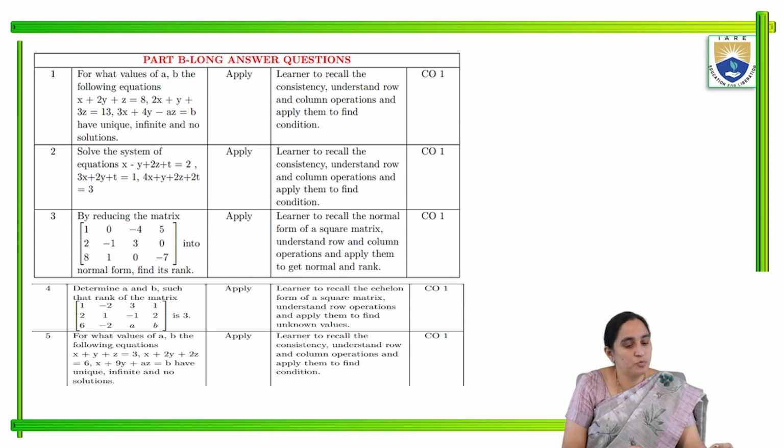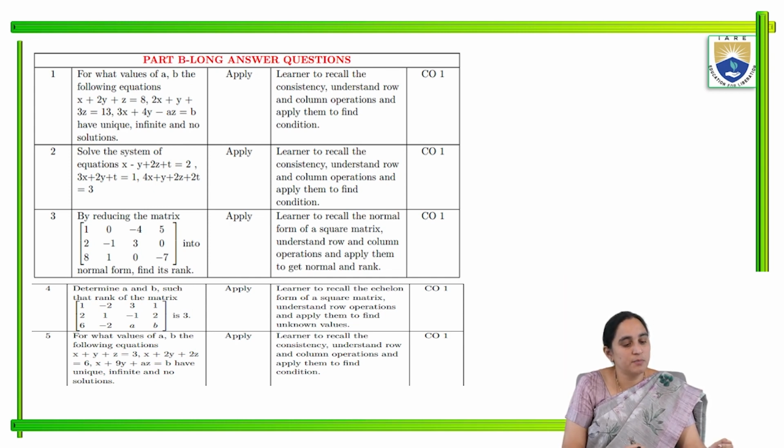Is it a homogeneous equation or non-homogeneous? Non-homogeneous equations. For that we have three conditions. From the three conditions we get a unique solution, infinite solutions and no solution. That is the first question.